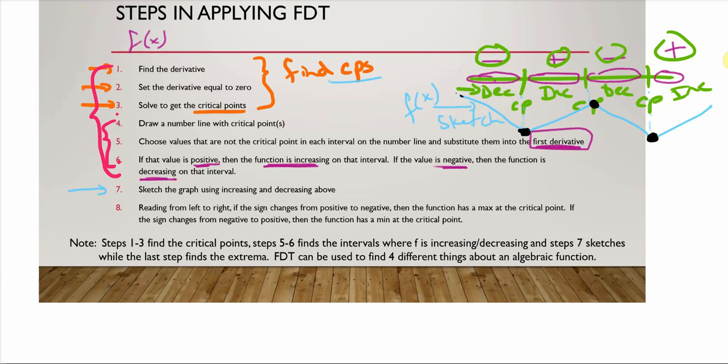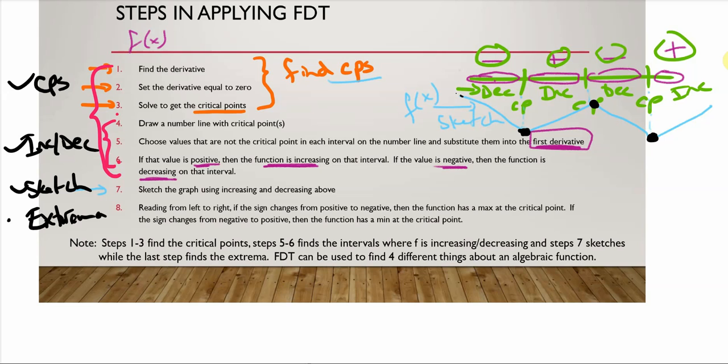So let's see. The first three will find the CPs. The first 6 will help me find what? The increasing, decreasing. If I include number 7, I'm doing the sketch, and number 8, I'm finding the extrema. So by using one test, I can answer all of these questions. So it has 4 different goals, but the main one is to find the extrema.